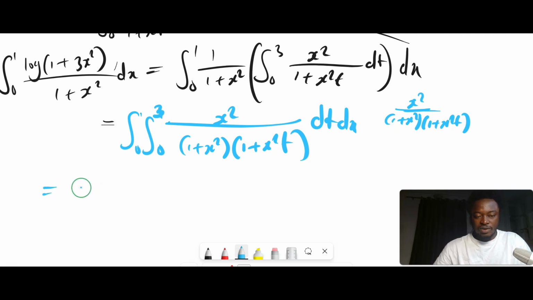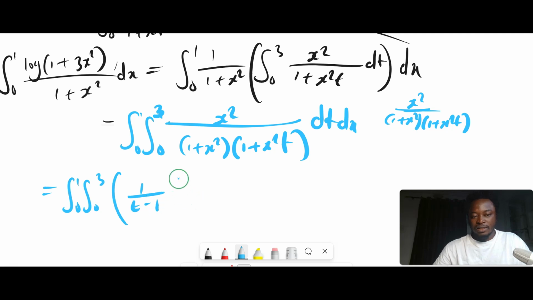So this will be equal to the integral from 0 to 1 times the integral from 0 to 3 of 1 over t minus 1, multiplied by the first part, 1 over 1 plus x squared, subtracting 1 over 1 plus x squared t.